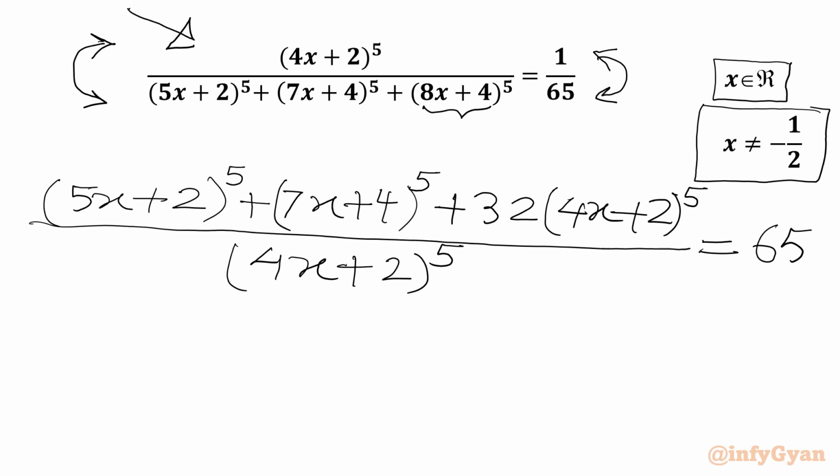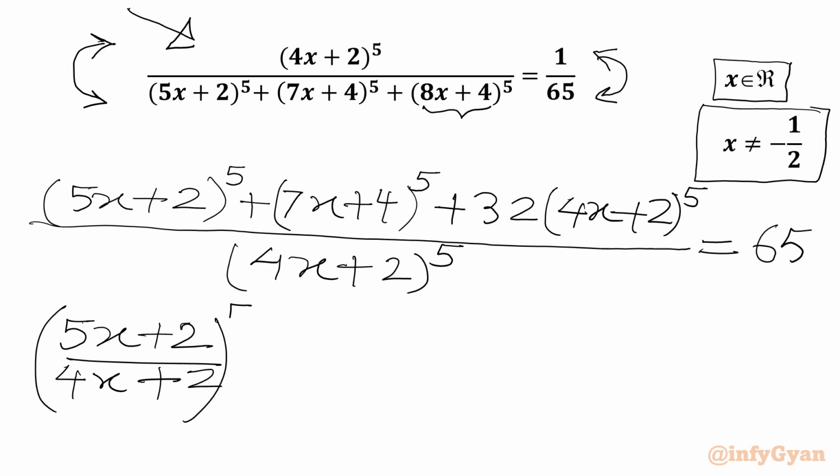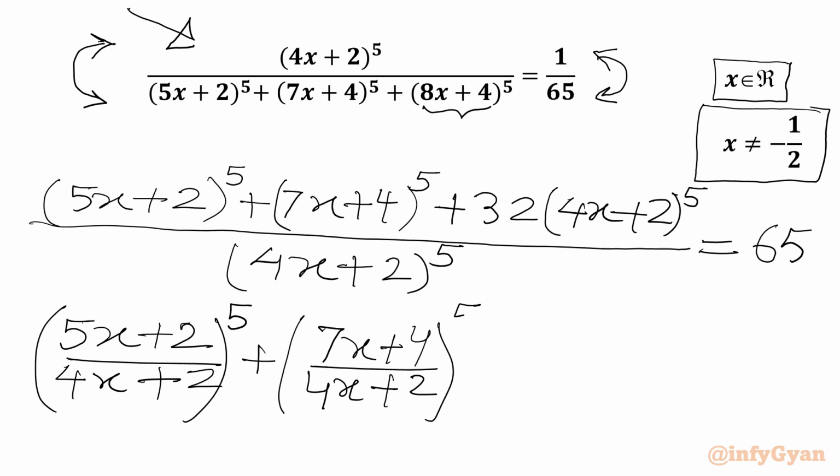Now I will split our numerator brackets with respect to denominators separately, so we can write 5x plus 2 over 4x plus 2 whole power 5 plus 7x plus 4 over 4x plus 2 whole power 5 plus 32 only equal to 65.